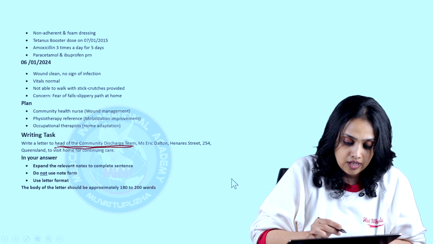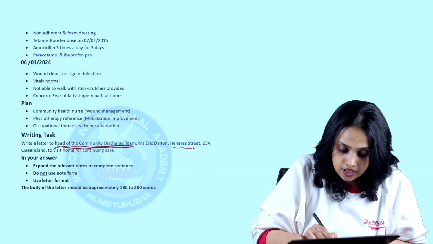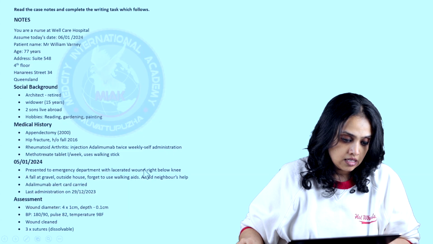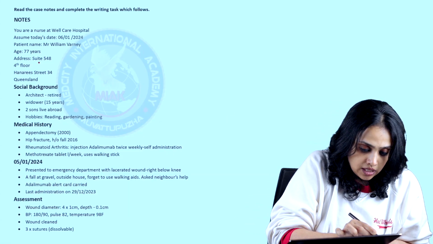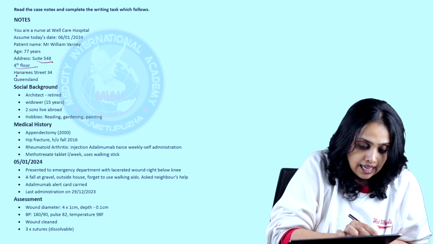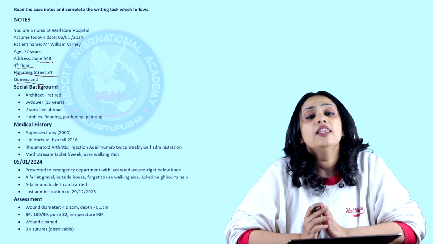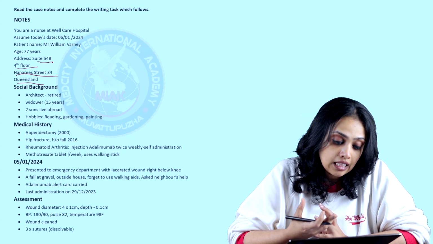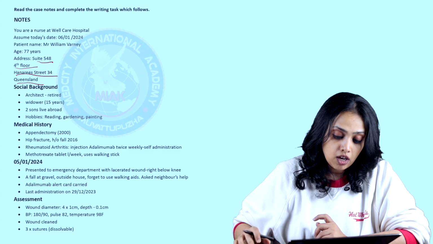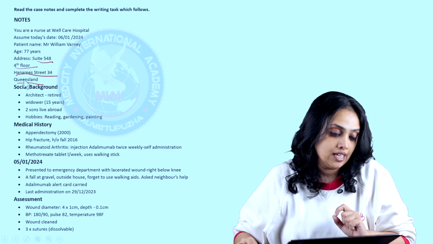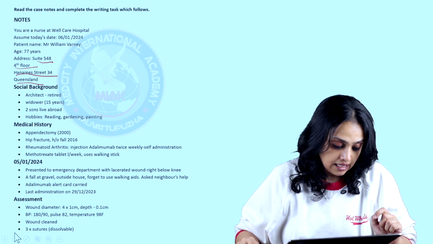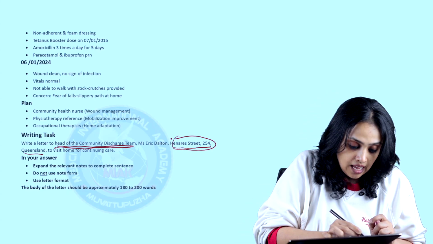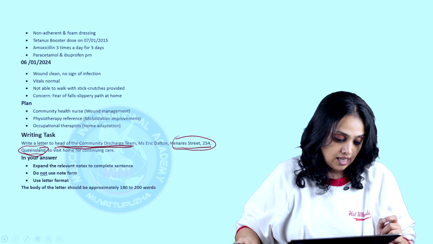So the address of the reader is Henry Street, 254, Queensland. Now let's look at what the patient's address is. The patient address says Suite 548, 4th floor, Henry Street, Queensland. Now, this is the area that prompted some of the students to think that it might be a known case because of the similarity in some parts of the address. The street name and the area are the same. You can see Henry Street and Queensland in the patient's address.